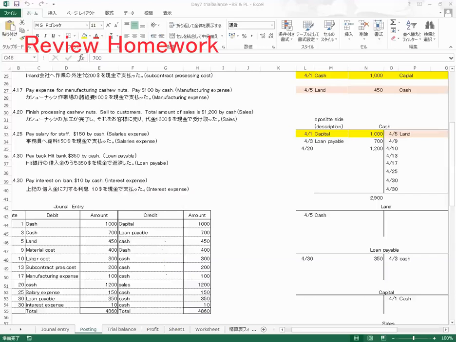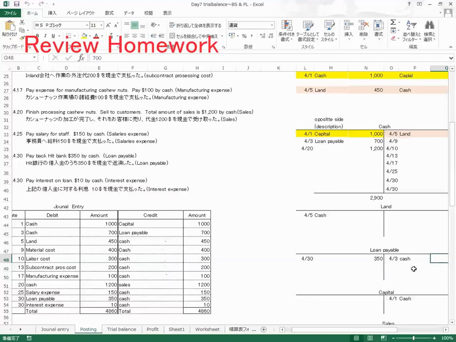So please remember that you cannot do like this. It is not a way of writing, but a way of thinking. You must do it so that the first cash goes with capital, the third cash goes with loan payable, and the land goes with cash. That pair you should remember.